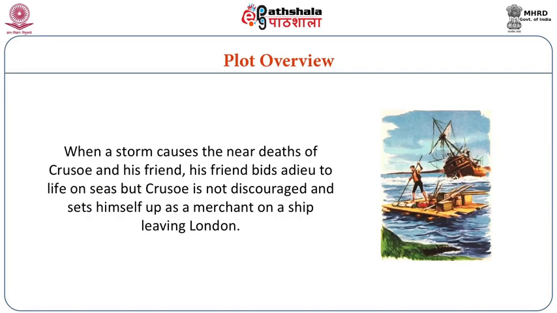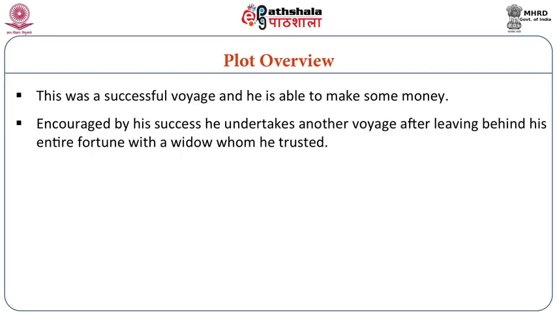Now, initially, as he goes with his friend, a storm nearly causes the death of both the friend and himself, and the friend, of course, goes back. But Crusoe decides that he cannot go back and he sets himself up as a merchant on a ship and leaves London. He, of course, makes some money, so this is a successful voyage. He undertakes another voyage. This time around, he leaves the money that he has made with a widow whom he trusts, and he sets out once again on his voyages.